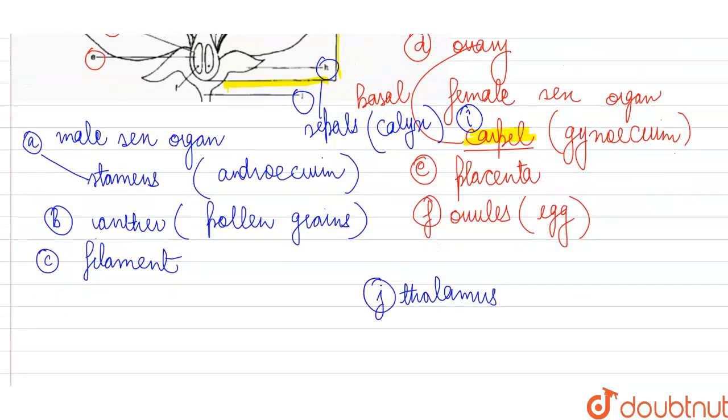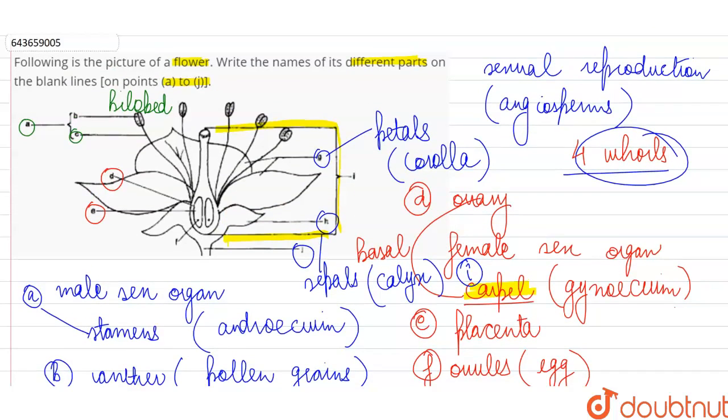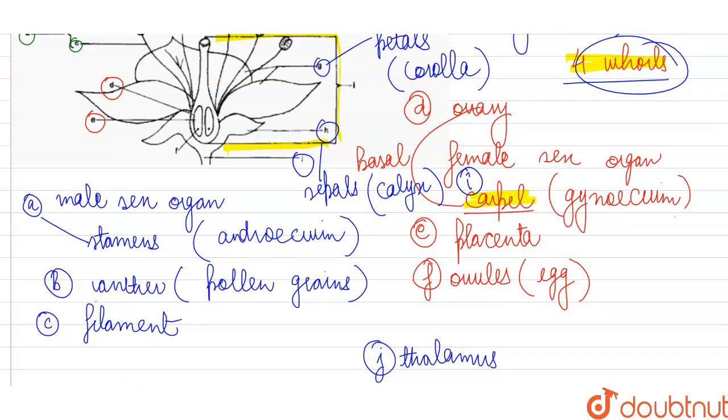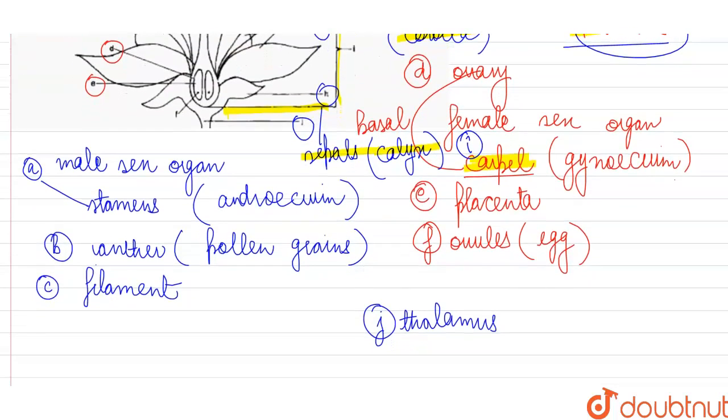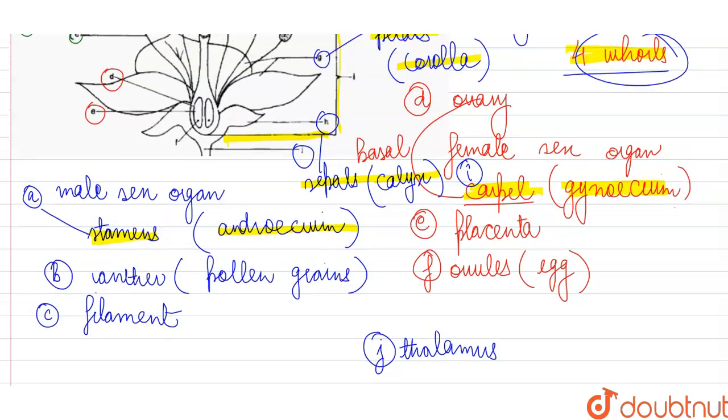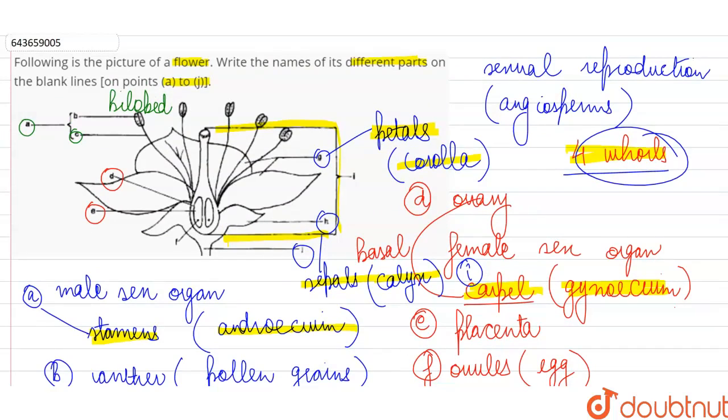So here we have labeled all the parts correctly, and we have even discussed what the 4 different whorls of the flower are. We have the calyx, which is whorl of sepals. Then inner to that we have the corolla, the whorl of petals. These both are the accessory whorls in the flower. And then we have our androecium, which contains the stamens, and then the whorl of carpels called gynoecium. These are the different parts of the flower which is necessary for sexual reproduction in the angiosperms.